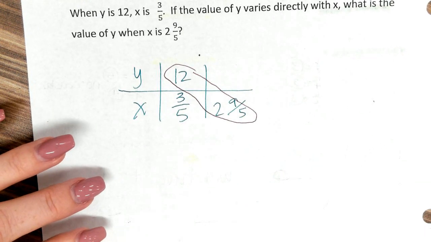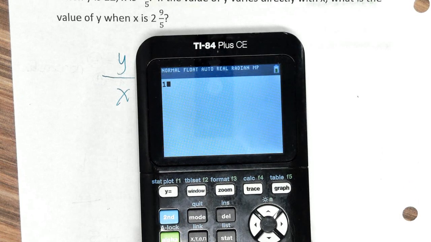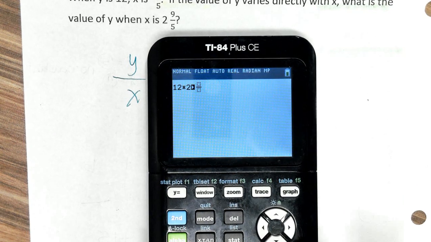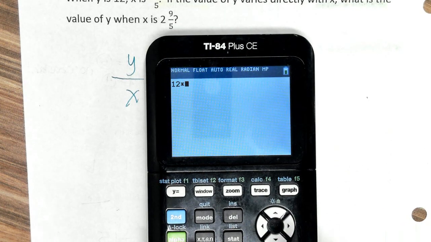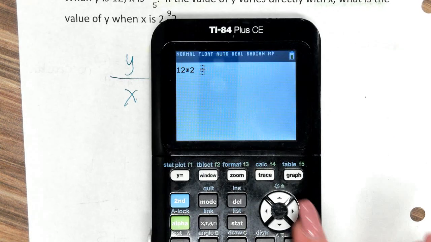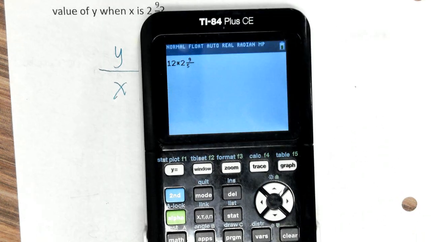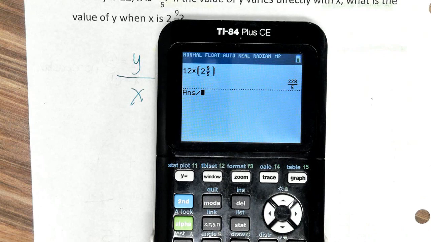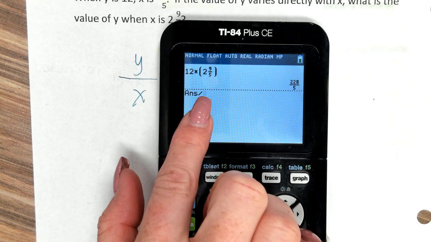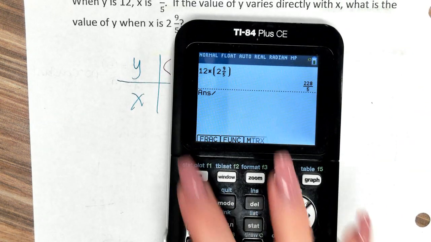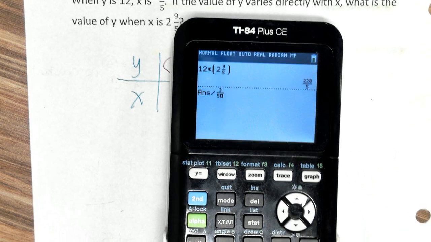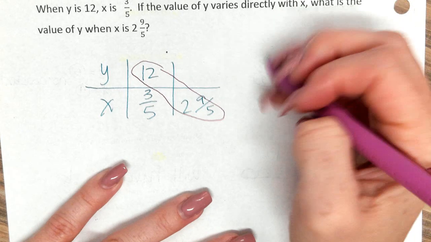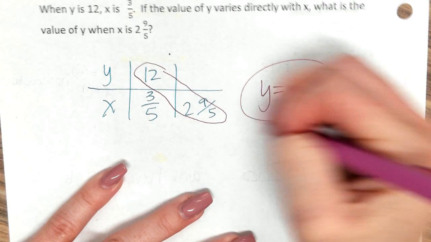Okay, so now watch. I'm going to show you all a little trick if you don't know it yet. So 12 times alpha y equals, option 2, 2 and 9/5. Enter. Now, you don't have to go retype that in. Simply hit divided by, and it says, okay, I'm going to take your answer and divide by 3/5. And the answer is what? 76. So y equals 76.